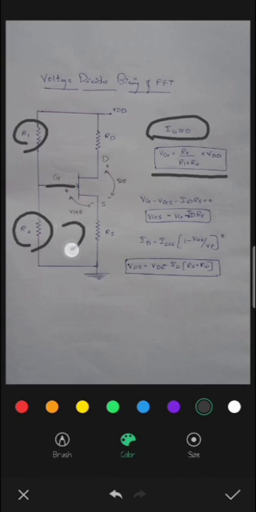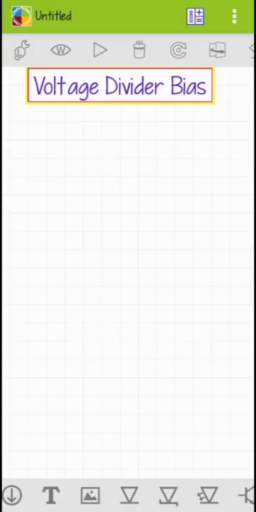Now if we apply KVL rule here, then we will get Vgs is equal to Vg minus Id into Rs. Then by Shockley's equation, Id is equal to IDSS into 1 minus VGS divided by VP whole square. By substituting the VGS equation here and solving the quadratic equation, we get ID, and by substituting the ID in VGS we get the value for VGS here. Then VDS is obtained by VDD minus ID into RS plus RD. So in this way we get ID and VDS.